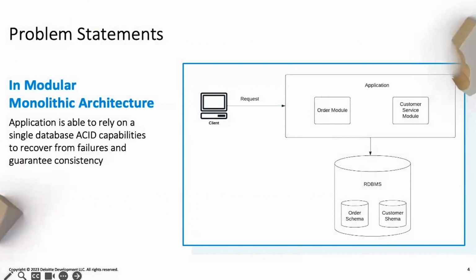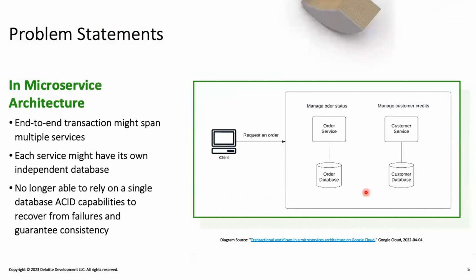In a modular monolithic application architecture, the application is able to rely on a single database's ACID capability to recover from failures and guarantee consistency. However, in a microservice-based architecture, an end-to-end transaction might span multiple services, and each service might have its own independent database. You cannot rely on the transactional features of a single database to recover from failures and guarantee consistency. Instead, you must implement a transactional workflow in your architecture design.